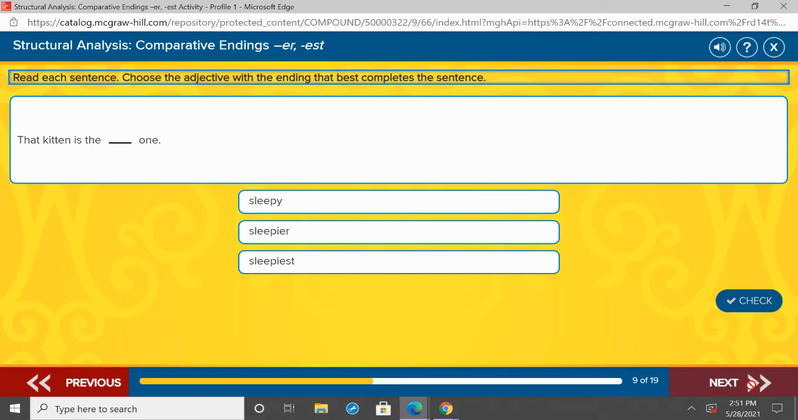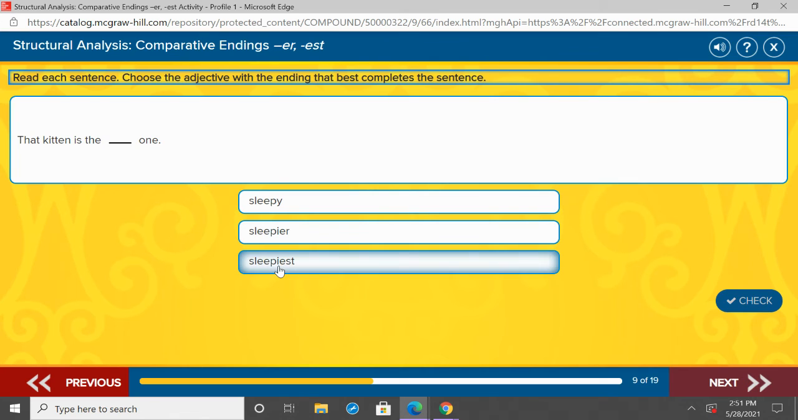So out of our 3 options here, I want you to think about how we would properly spell sleepiest. Because we're comparing the kitten to all of the kittens. So that's more than just comparing 2. So we need that EST ending. Go ahead and point. Don't actually touch your screen. Get your finger as close as you can and point to our answer.